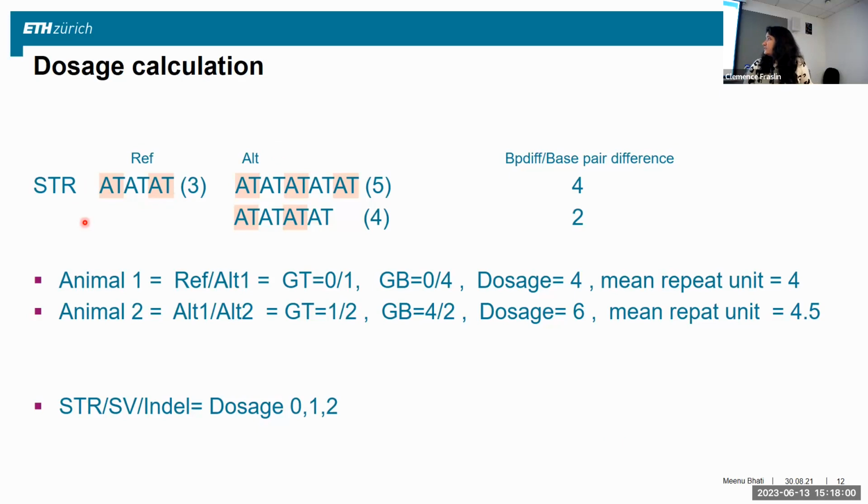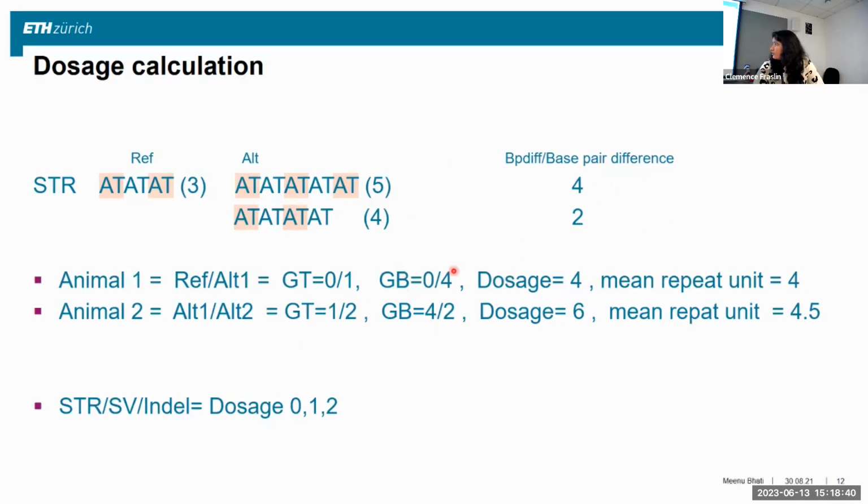In my VCF file, you could see that this was the AT motif, which was repeated 3 times, but I identified 2 alternative alleles. One has a 5 repeat unit and one has a 4 repeat unit. So in the VCF file, you will find an extra tag called BP difference, which is base pair difference. If I compare this sequence with this, the base pair difference is 4. For alternative allele 2, I have a base pair difference of 2. So imagine a scenario where I have animal 1 in which the genotype is reference and alternative 1. GB is one of the tags which just puts the base pair difference with the GT.